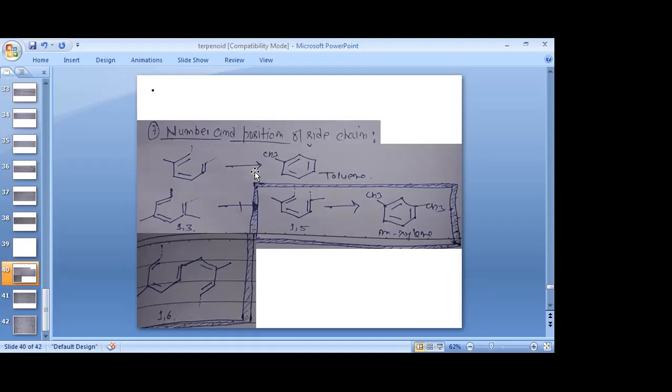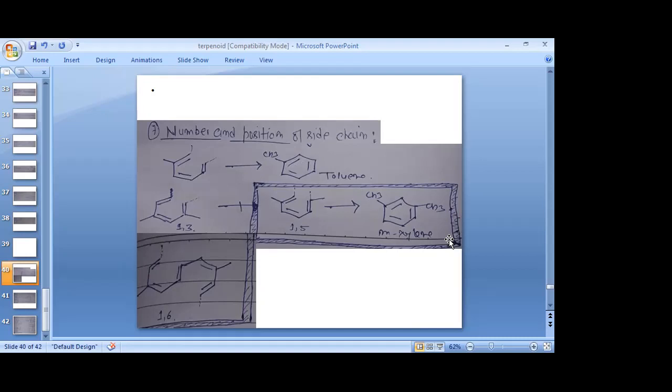So on the basis of these three compounds, toluene, metaxylene, and 1,6-dimethyl naphthalene, we can easily explain the structure of your beta carotene, right? So how do these compounds form?